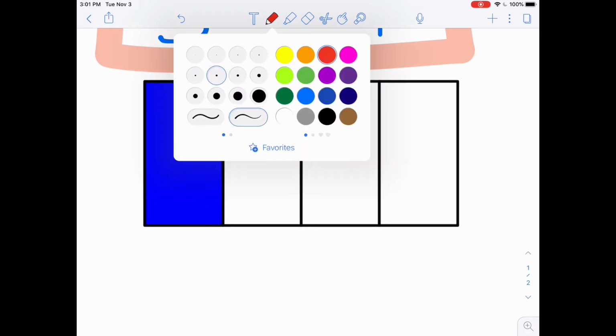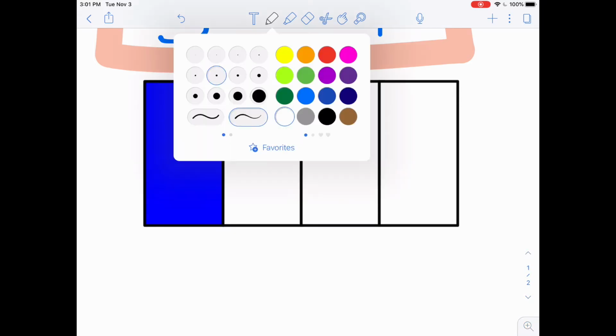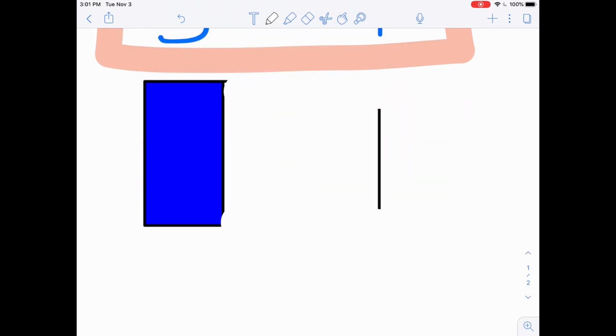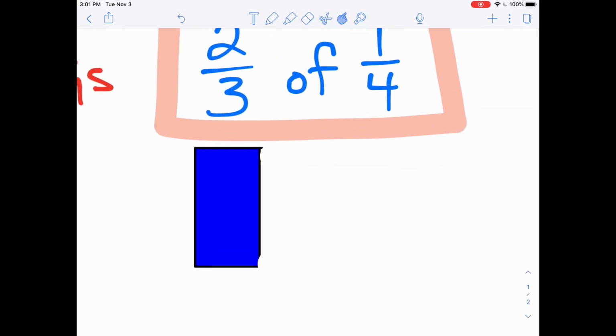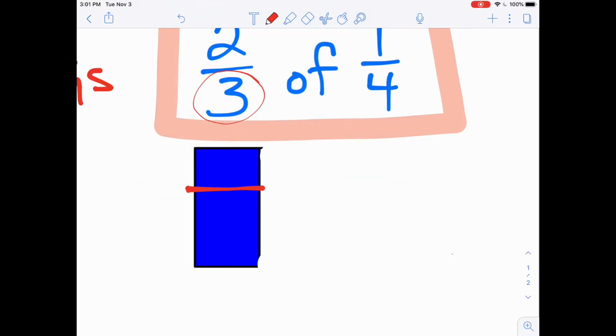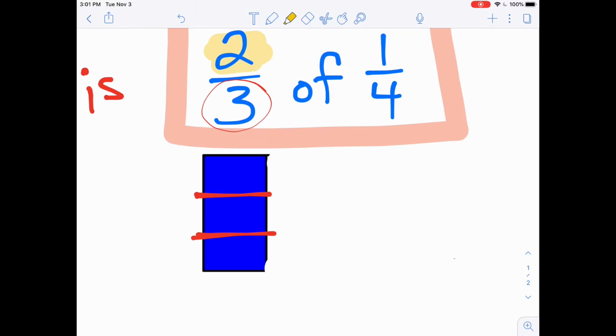So to find that, again, I ignore everything that's not colored in. Let's try that again with potentially a bigger one. I ignore everything that's not colored in. There we go. And I need to cut that into thirds. I need to cut it into thirds because that's the denominator. Thirds. And now I need to look at the numerator, which was 2. And I'm going to color in 2 of those. So 1, 2. There it is.